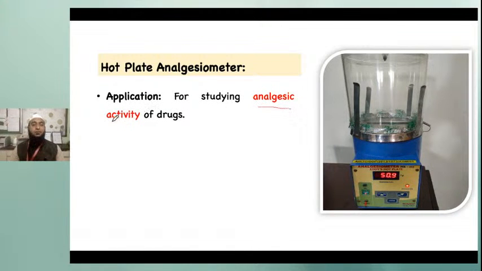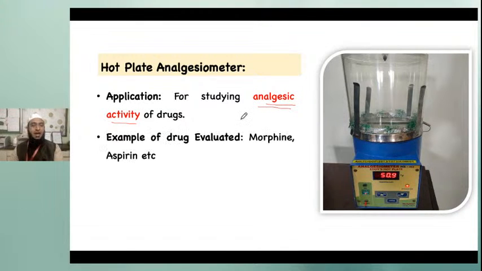So the drug which reduces the algesia, or which reduces the pain, comes from this word algesic. So the drugs which reduce the pain are called analgesic drugs. So with the help of the hot plate analgesiometer, you can study analgesic activity of the drug. So which drugs have analgesic activity? The drugs having analgesic activity are of two types.